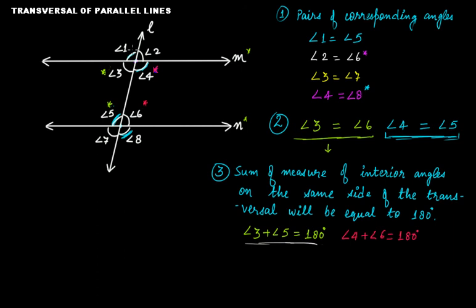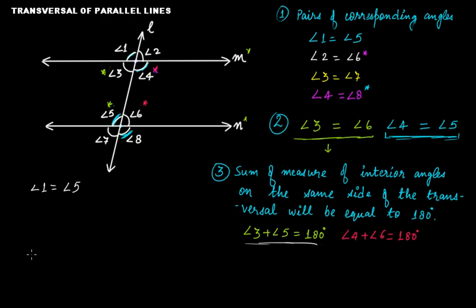So angle 1 is equal to angle 5. Pairs of corresponding angles, right? This is one pair. So angle 1 is equal to angle 5.